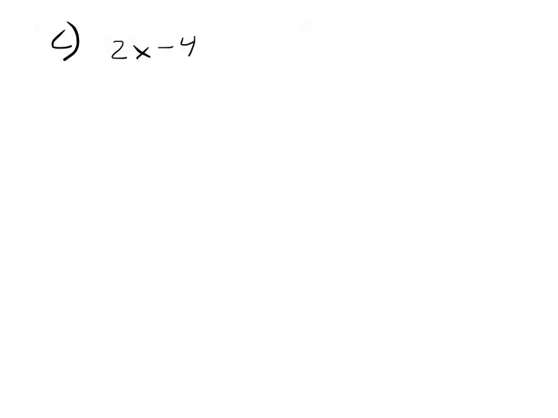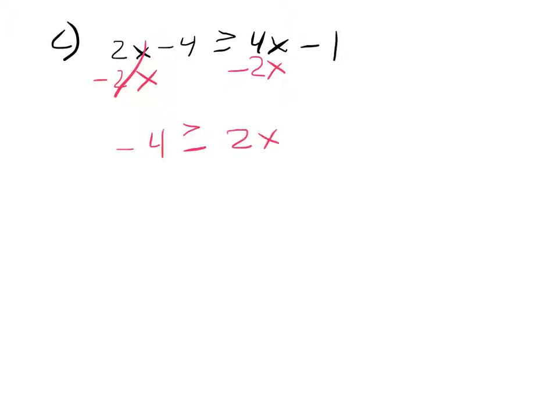2x minus 4 is greater than or equal to 4x minus 1. So we're going to solve these. We're going to say subtract 2x from both sides. We're getting the variables together. This cancels. You get negative 4 is greater than or equal to 2x minus 1. Notice I didn't divide or multiply, I subtracted, and so I don't flip my inequality.